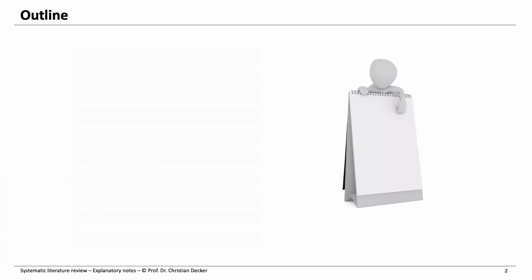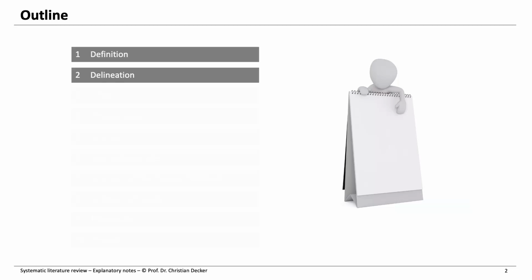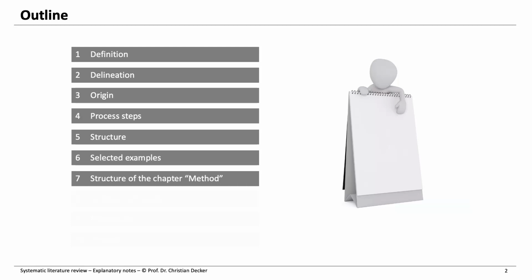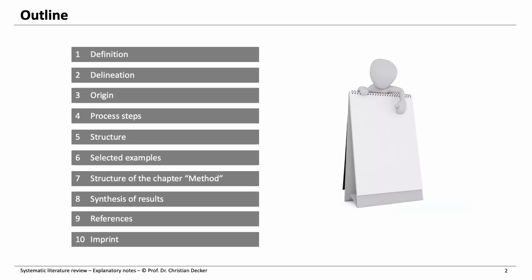Welcome to the video tutorial Systematic Literature Review Explanatory Notes. This short tutorial has been prepared to provide you with a concise overview of systematic literature reviews. The following topics are addressed: definition, delineation, origin, process steps, structure, selected examples, structure of the chapter method, synthesis of results. The video tutorial will be concluded by a list of references and an imprint.